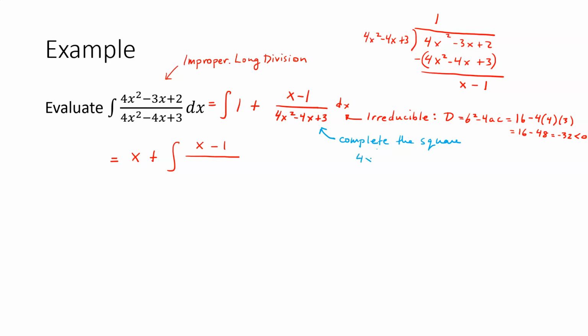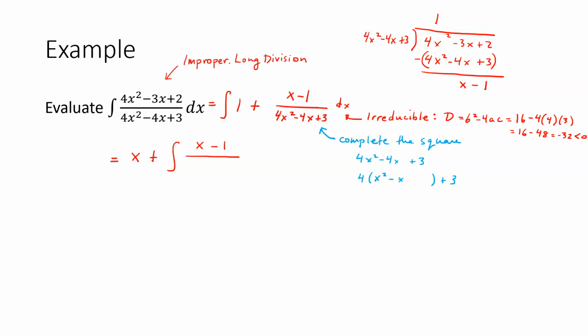So we've got 4x squared minus 4x plus 3. What helps for me is I can factor out the 4 from these terms here. Here I'll put the plus 3 aside. And I want to add something in here that's going to make this a perfect square. And usually I look at the middle term here.